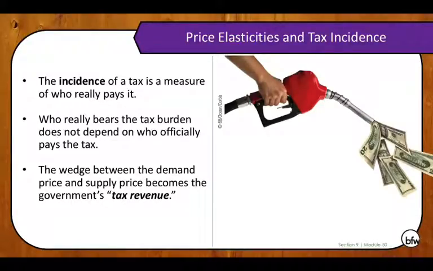The incidence of a tax is a measure of who really pays it, and who really bears the tax burden does not depend on who officially pays the tax. The wedge between the demand price and the supply price becomes the government's tax revenue. So the tax incidence really depends upon the shape or the elasticity of the demand and the supply curves. This shape, steep versus flat, or vertical versus horizontal, depends upon the price elasticity of demand and the price elasticity of supply.